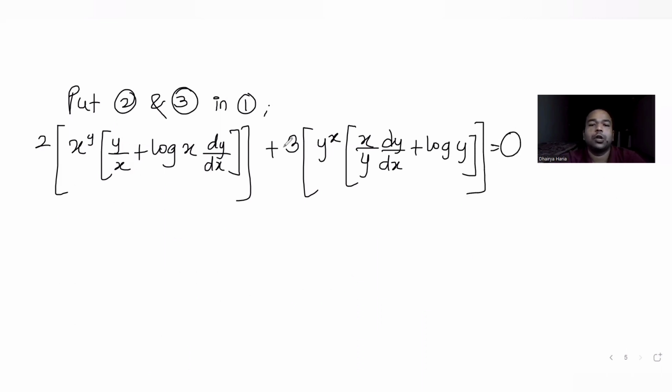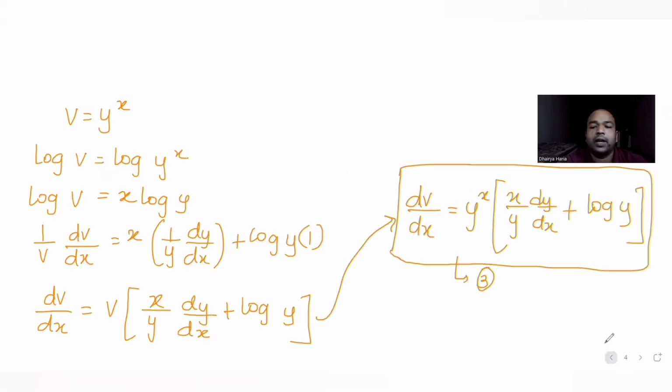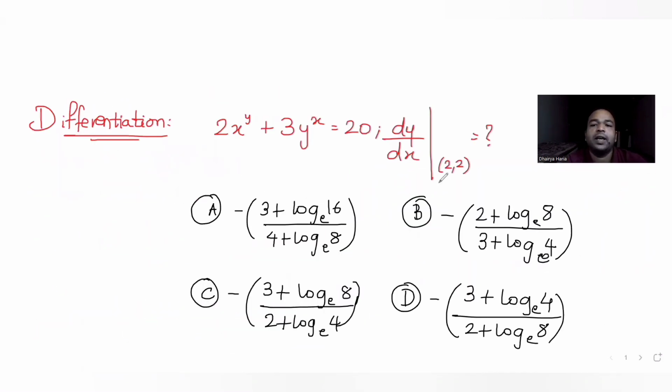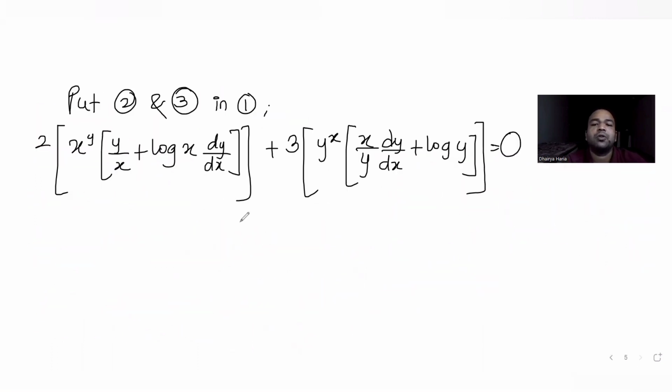That is equal to 0. So if I solve this further to find dy by dx at x equal to 2 and y equal to 2, I have to do that, right? So let's just substitute it here only so it becomes easier for us to understand. We don't need to solve further for dy by dx. So let's put x and y both 2 here.